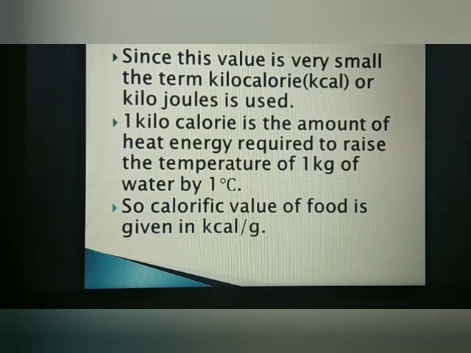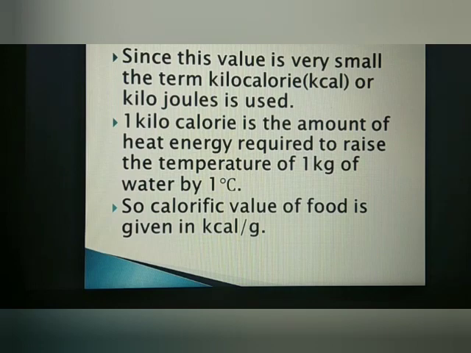Now, since this value is very small, the term kilocalorie or kilojoules is often used. So this calorie is very small, and instead of that, kilocalorie or kilojoules is used. One kilocalorie is the amount of heat energy required to raise the temperature of 1 kilogram of water by 1 degree Celsius.